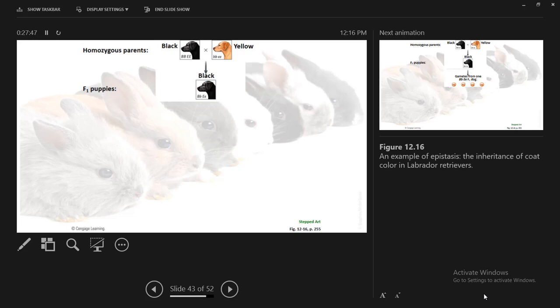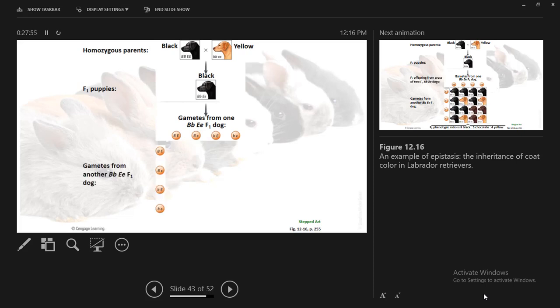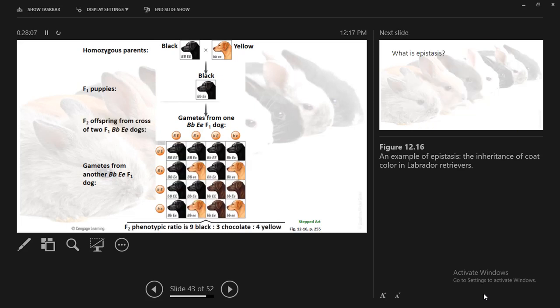And then you're looking at here and you're like, okay, well now we'll do our F2. And so we'll cross two individuals from F1. And you would predict, if this were a normal dihybrid cross, that we're going to end up with black and yellow. That's what we're going to end up with. But then here we start getting some brown.